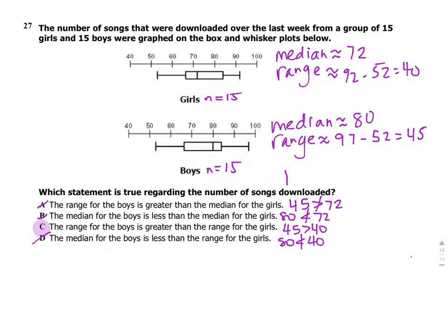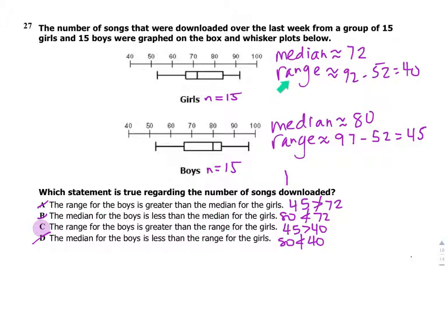Okay, moving on, we have 2 box and whisker plots. So they wanted us to do some comparison between the 2 box and whisker plots. First, they told us there's 15 in each group. And then it asked us a bunch of questions about the range and the median for these different box and whiskers. So I went through, and since I recognized it was all about range and median, I went ahead and found the range and the median for each one.